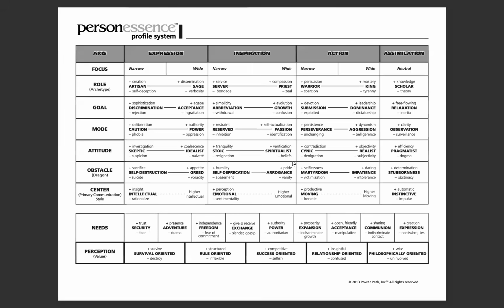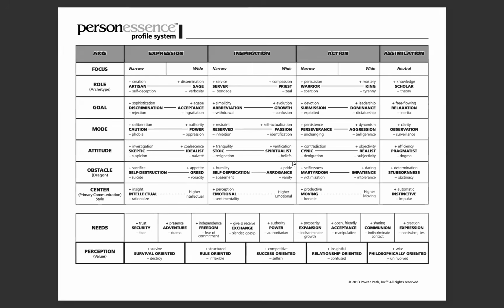The 3 pairs are grouped into 3 axes: expression, inspiration, and action, while the single one is under the 4th axis, assimilation. These 4 axes represent 4 movements of energy. Expression is radiant, outward in all directions. Inspiration lifts upward. Action moves forward, and assimilation moves inward, absorbing. All the traits grouped under each of these axes have this particular movement in common.